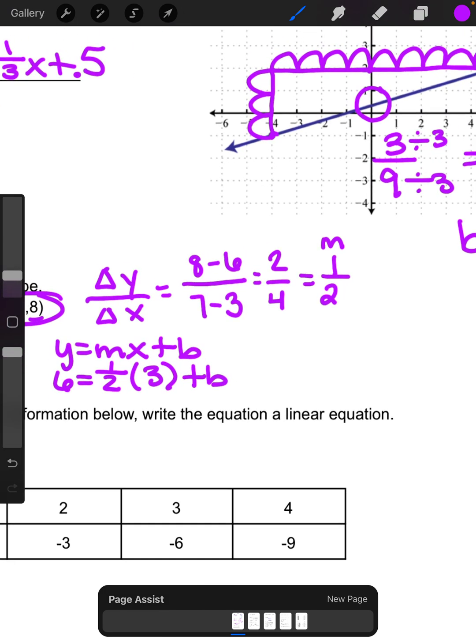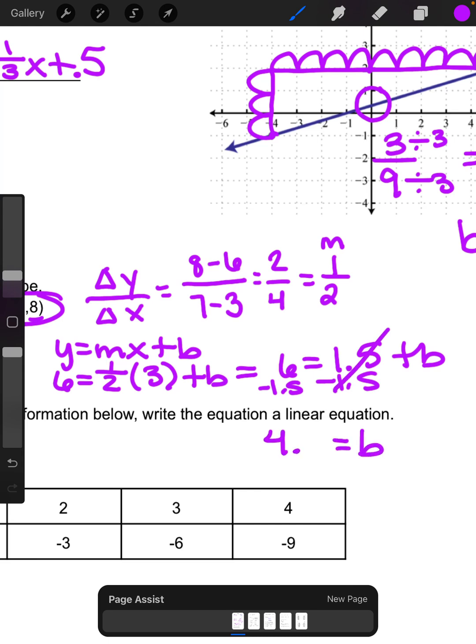So that would give me 6 equals, and then 1/2 times 3 is 1.5 plus b. So I'm going to subtract 1.5 from both sides. So that'll cancel that, and b would equal 4.5.